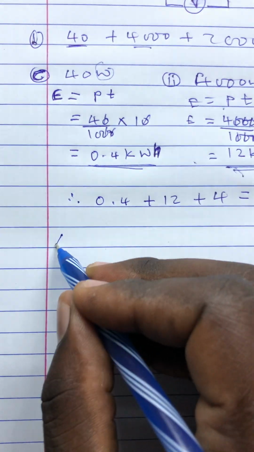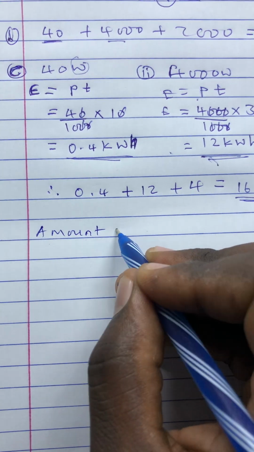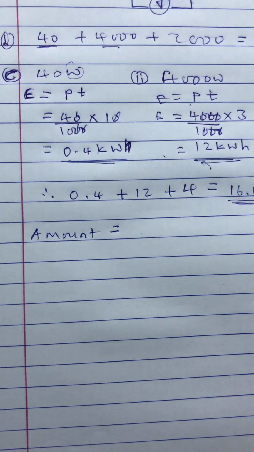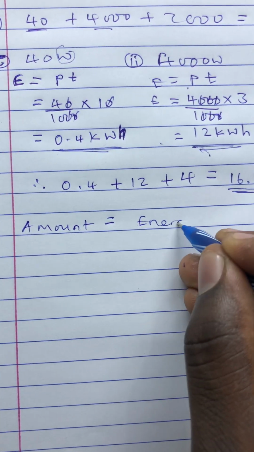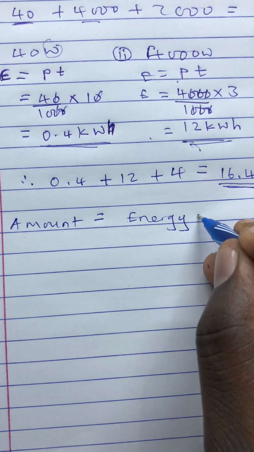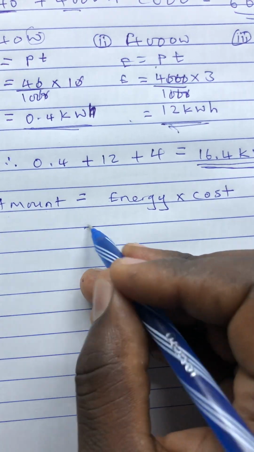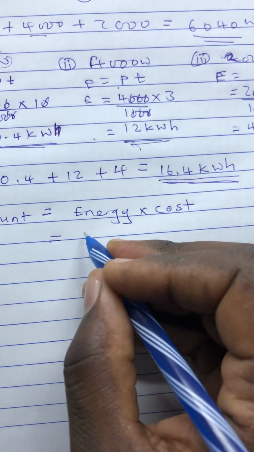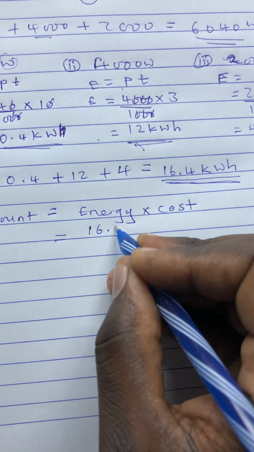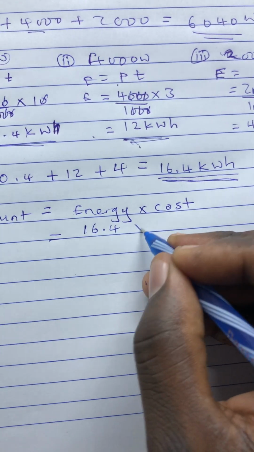So after doing that, you can now say amount is equal to energy multiplied by cost. How much is the energy? Energy is this one that we have calculated. So the total energy for all the appliances, 16.4, multiplied by the cost.